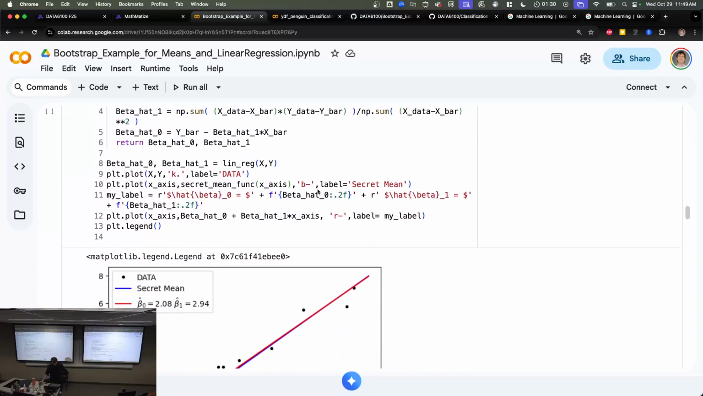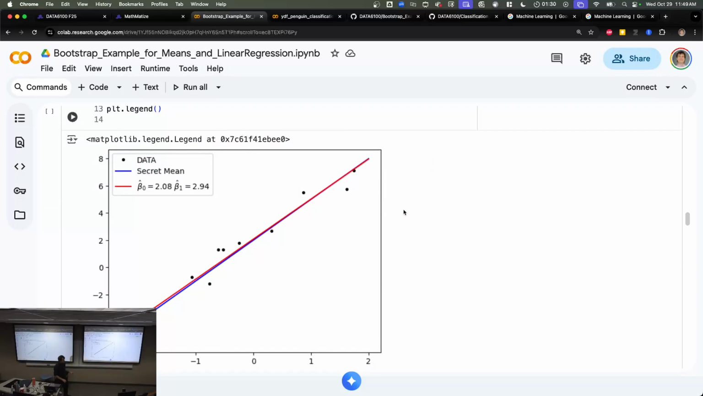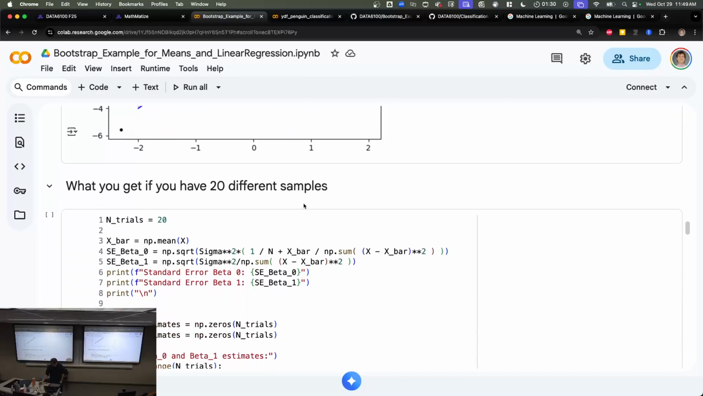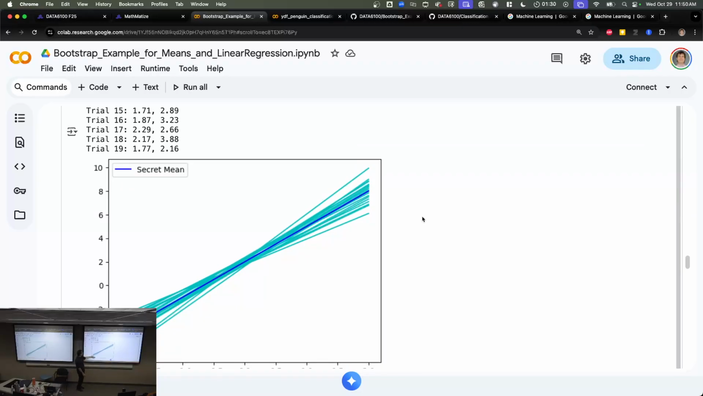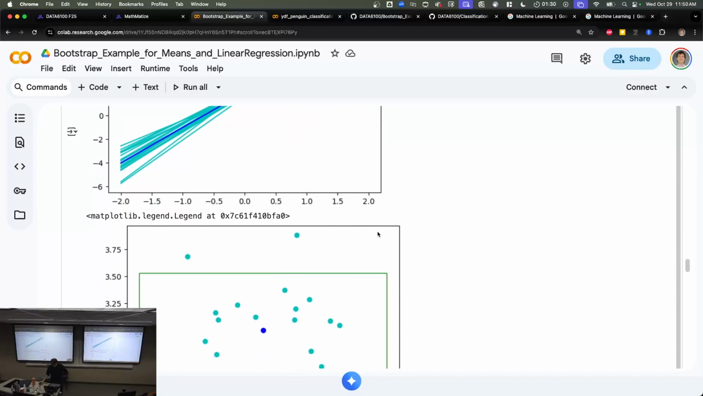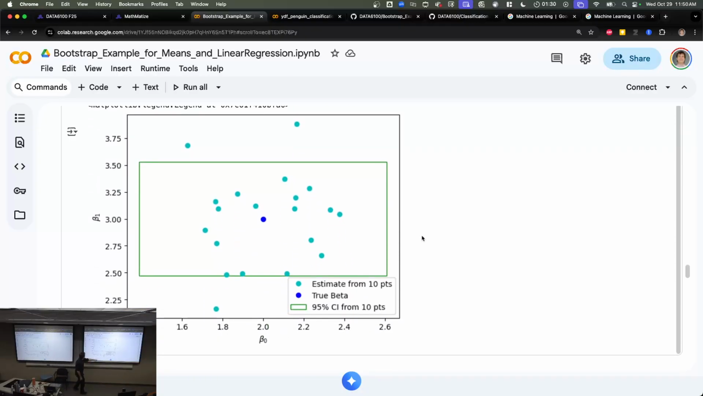So what does that look like? There you go. The blue function is the secret mean, and the red line is what you get by doing linear regression on these points. Beta hat 0 and beta hat 1 are close to 2, 3, which is the true value, but not exactly 2, 3. Okay, and of course, if you had many samples, you could do it over and over again. Here's what you would get with 20 different samples. These are the lines, and they kind of hover around the true value. And here it is in beta space. So beta hat 0 and beta hat 1, every teal point is a different sample, and you see they kind of hover around the true value, which is 2, 3. And by doing theory, we can calculate this box, and we think most of the time it should be near this box.